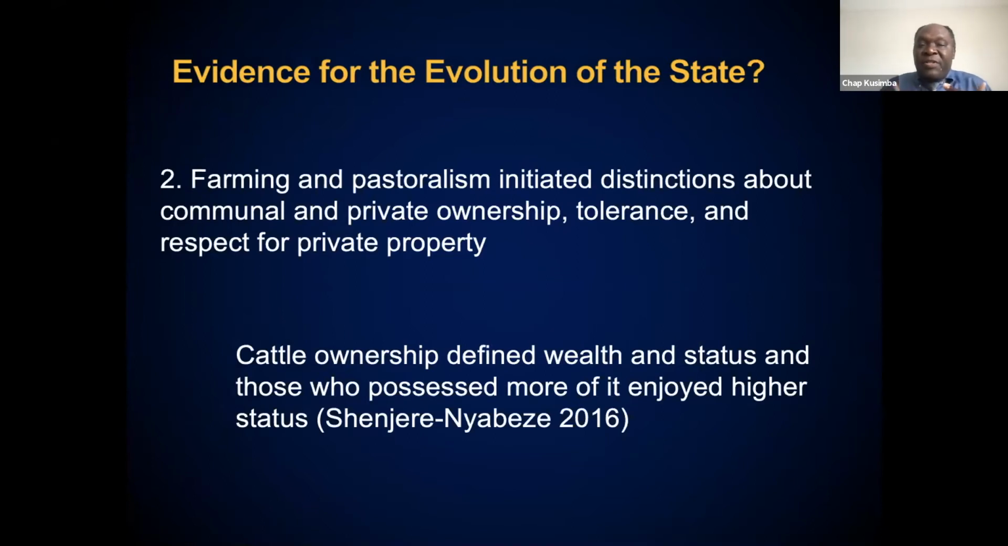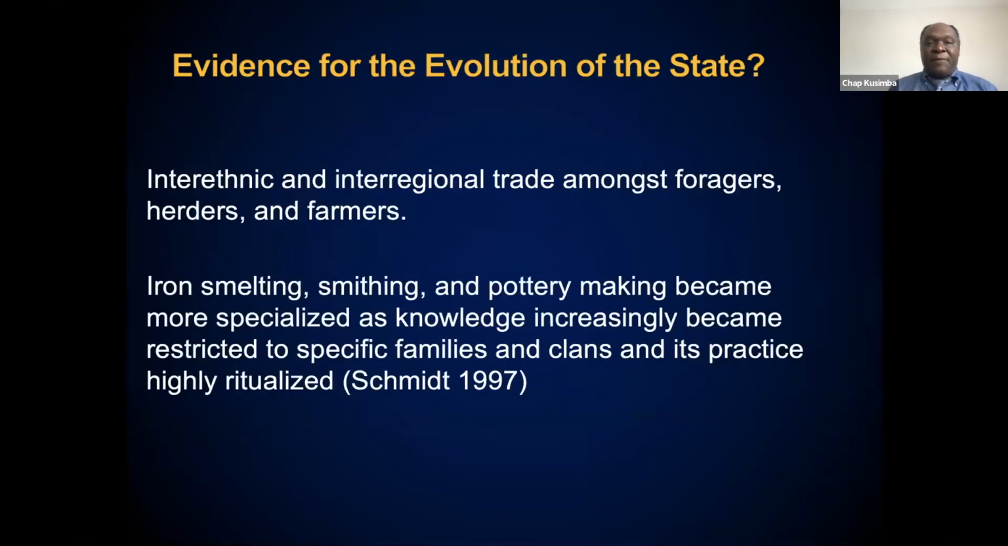So farming and pastoralism initiate distinctions about communal and private property, tolerance for inequality, and respect for private property. We see these essentially coming. According to Shadreck Chirikure, cattle ownership defined wealth and status, and those who possessed more of it enjoyed higher status. For example, they could have larger families, marry more women, and build greater alliances across different clans, and those are the people who are likely to emerge into leadership positions as time went by, right?